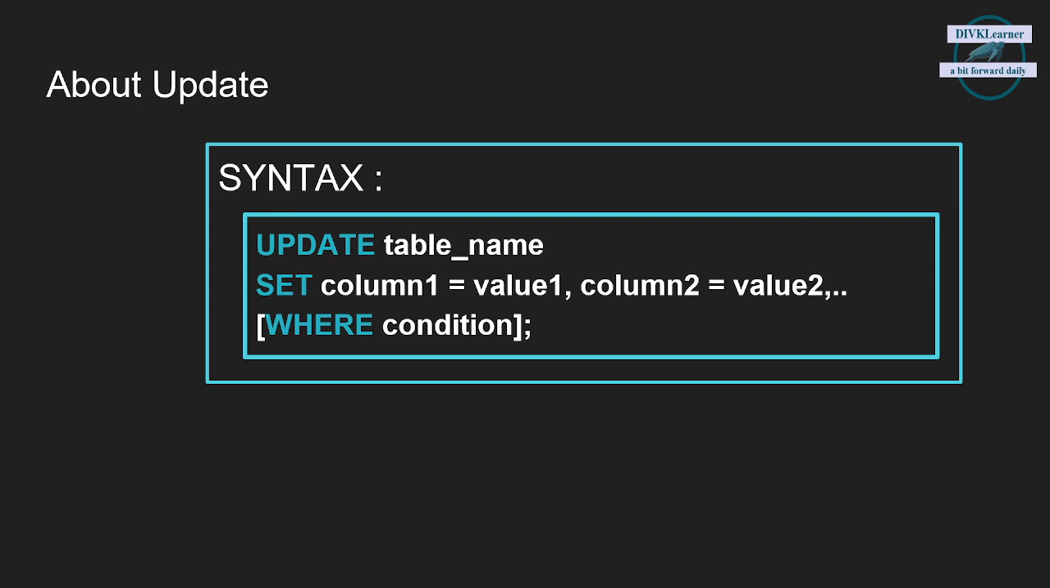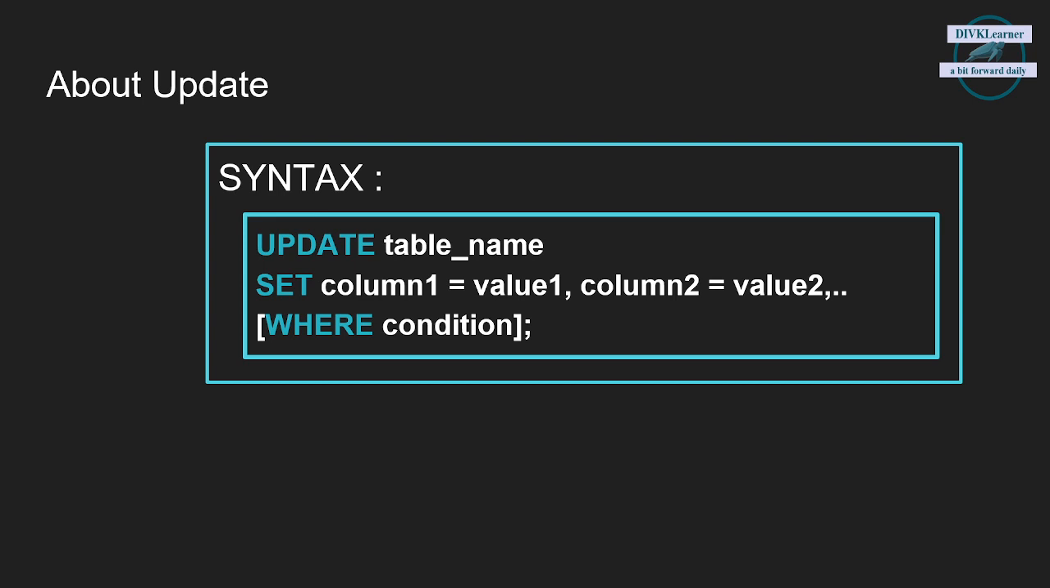Let's see the syntax. Write the update statement, then the name of the table in which you want to do the updation. After that, you have to write the set command. Using the set command, we can assign the new values to the columns which we mention here. Then you have to write the condition according to which we have to retrieve the data.